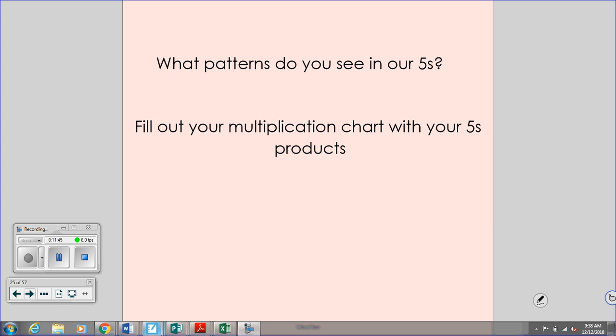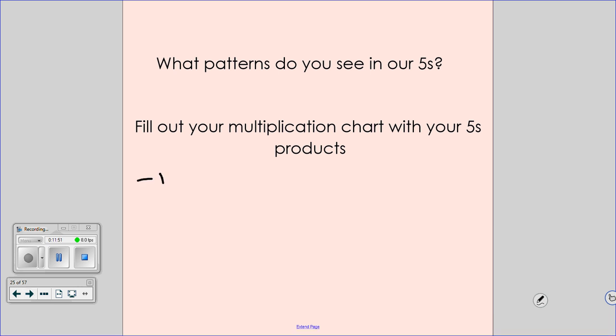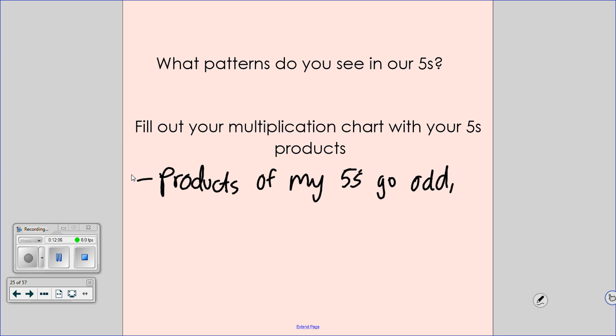On the 100 chart it will be an odd and then an even. Oh, so the products of the 5s go odd, and then even, and then odd, and then even. And I'm putting dot, dot, dot to say that continues on. 5 is an odd number. 10 is an even number. 15 is an odd number. 20 is an even number. Odd, even. Interesting. Emily, what did you notice?